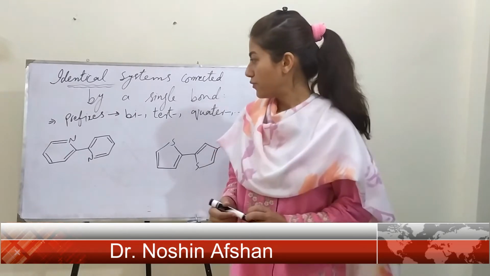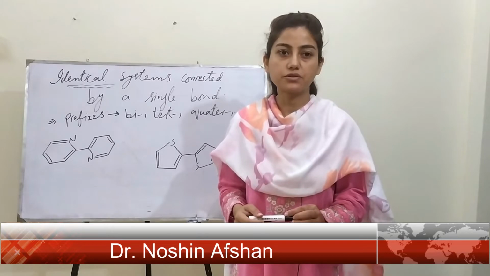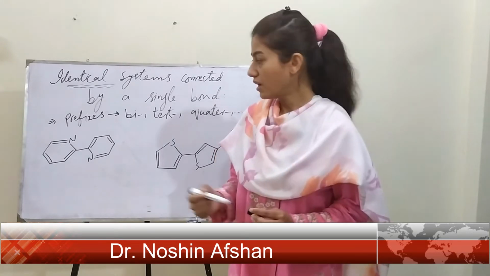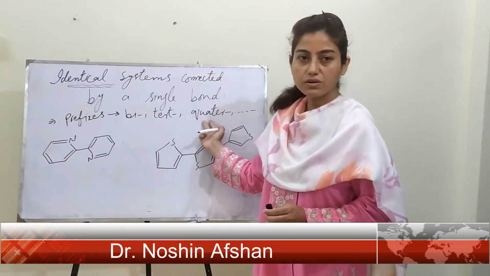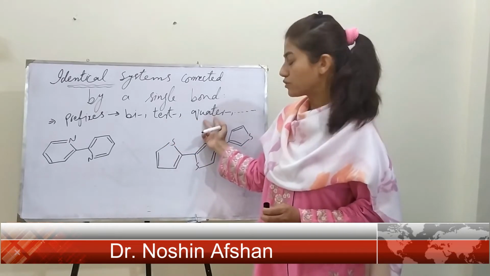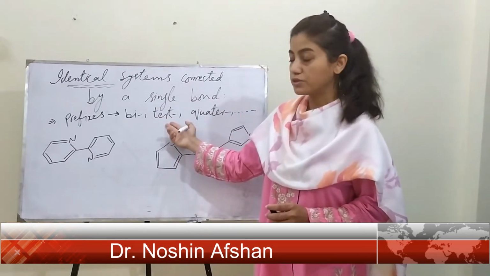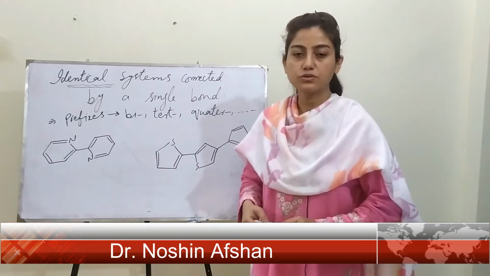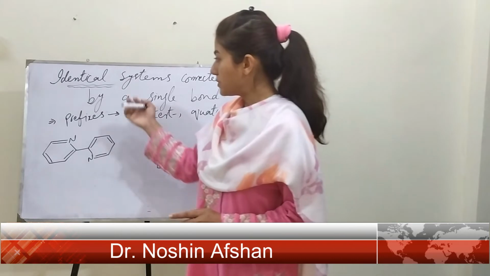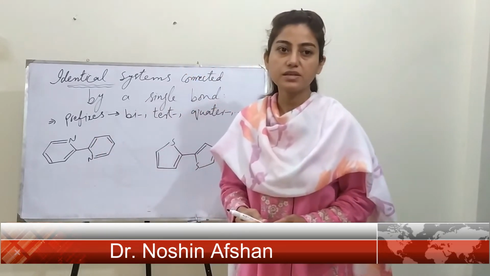So in that case, we use the prefixes to denote the number of the heterocycles in a system using the prefixes that are bi, ter, and quarter. Bi would be used for 2 heterocycles, ter would be used for 3 identical heterocycles, and quarter for 4 identical heterocycles, and so on.